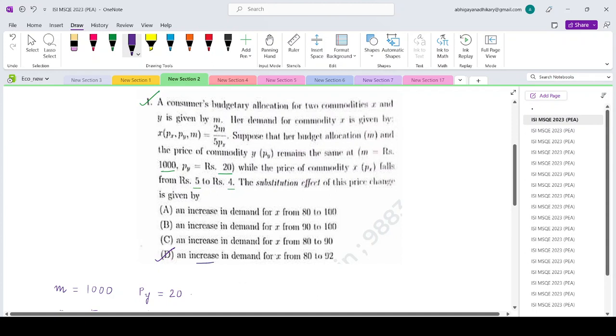This will result in an increase in demand for good X from 80 to 92.